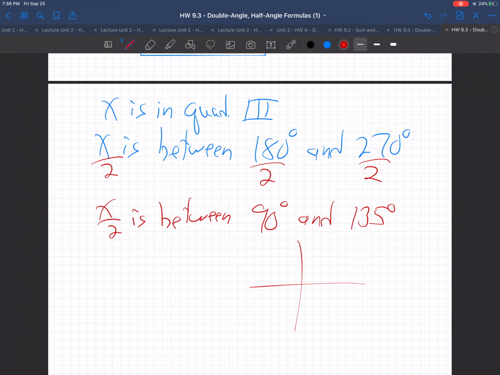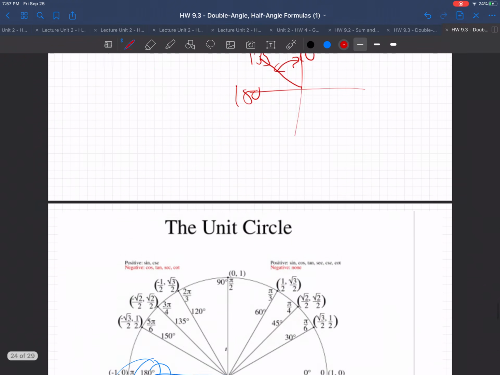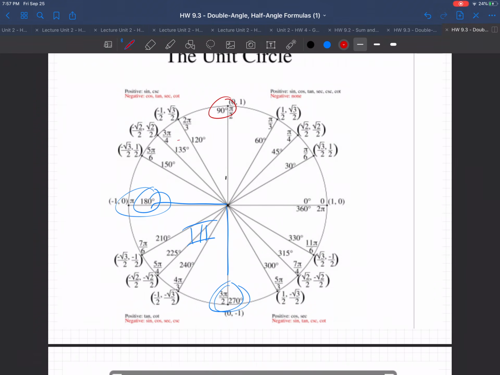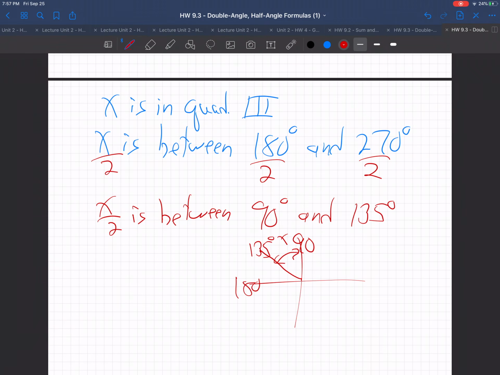Where is 90 and 135? Here's 90, here's 180, 135 is right there. It's in this zone right here. You look at the unit circle, that helps you. Here's 90, here's 135. So there's where x is. x itself is down here in the third quadrant, but x over 2 is between 135 and 90. He's in quadrant number 2, isn't he? So x over 2 is right here. What does that mean about the sign?